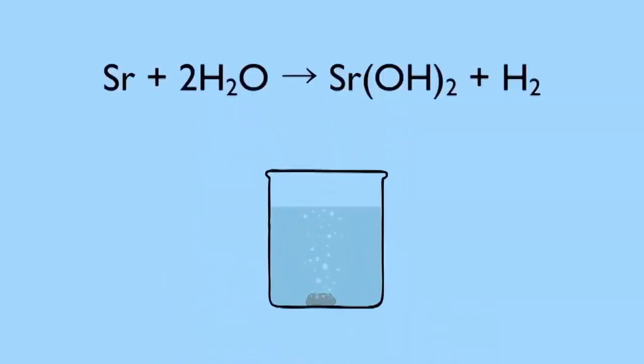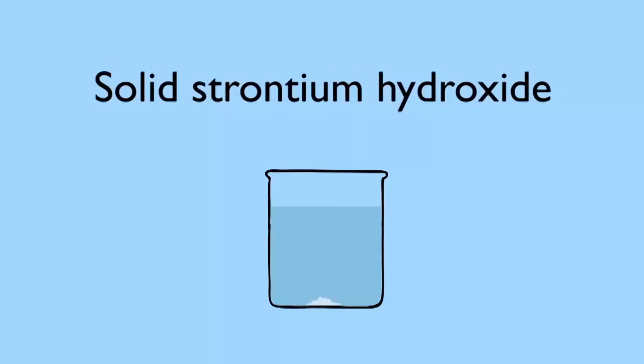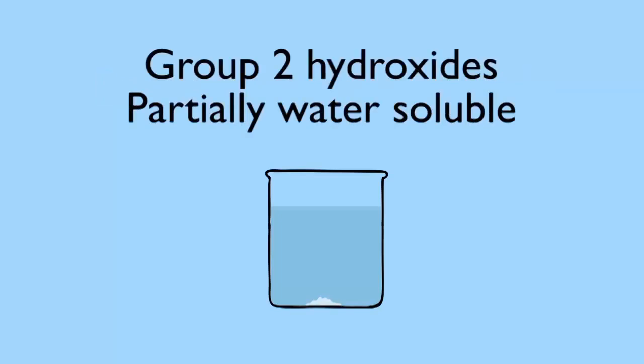If we drop some strontium metal into our beaker of water, it will sink to the bottom. Small bubbles of hydrogen gas then appear on its surface, showing the reaction is taking place. You might observe a white precipitate, which is solid strontium hydroxide. Unlike group 1, the hydroxides formed by group 2 are only partially water soluble and can often be seen in the solid form as the reaction occurs.